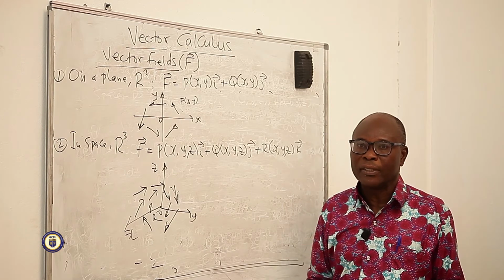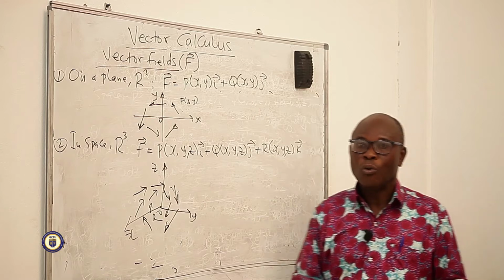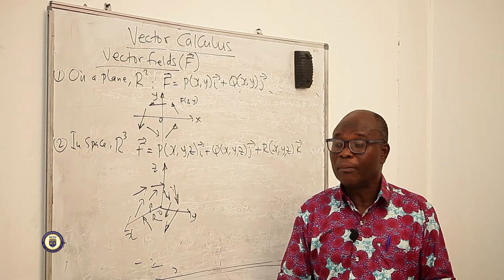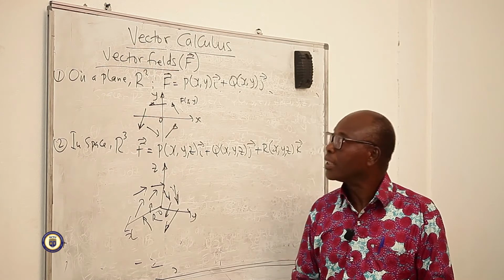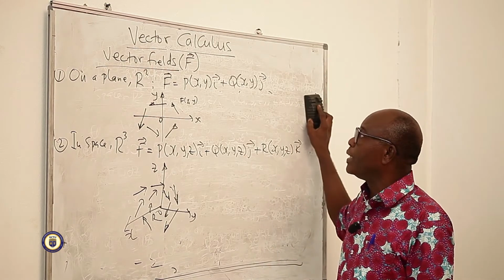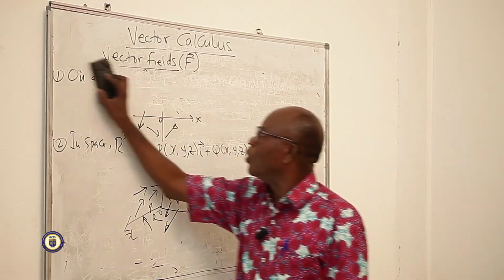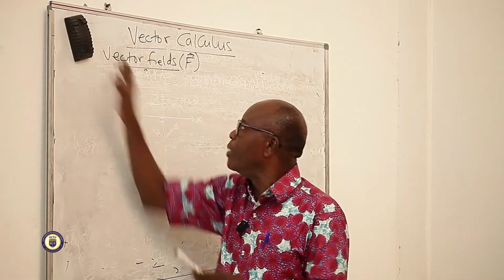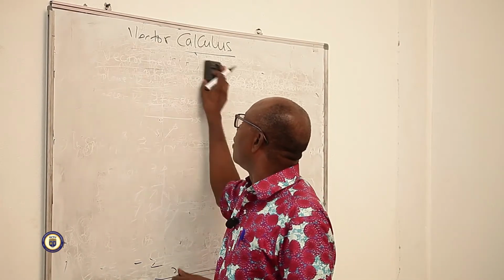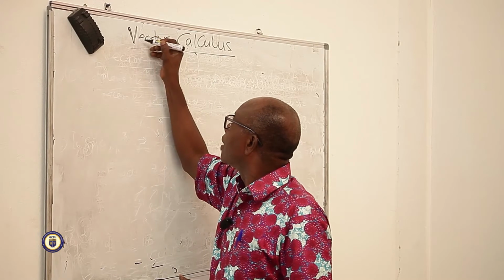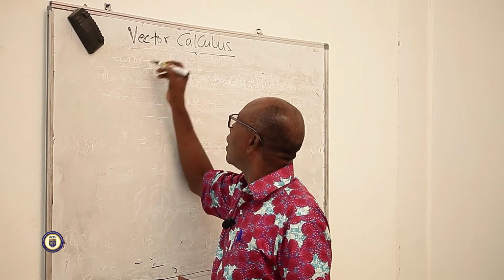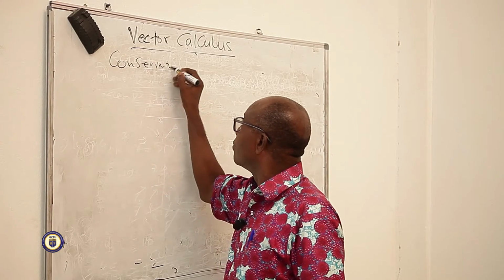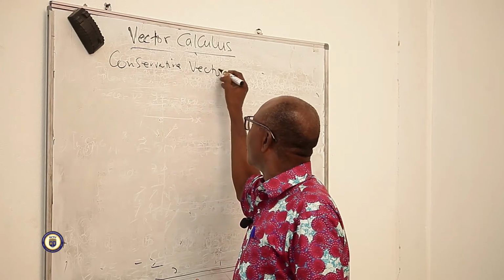So these are vector fields. There are a lot of vector fields, but we'll also look at another type of vector field which we call conservative vector fields. So when we say conservative vector fields, what do we mean? In vector calculus, we're going to have conservative vector fields.